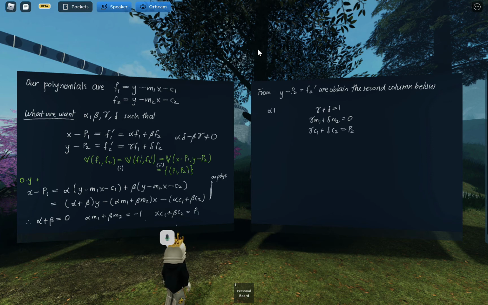That's alpha plus beta is equal to 0. Alpha m1 plus beta m2 is equal to minus 1. Alpha c1 plus beta c2 is equal to p1. And we have this condition as well. All right. So, let's solve all that.